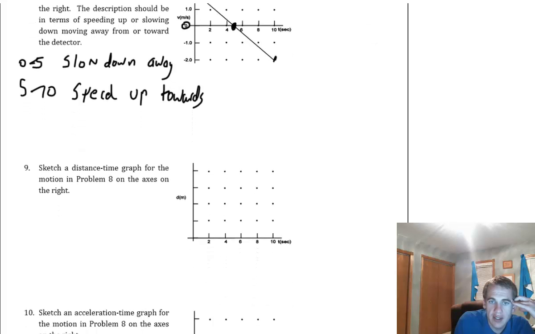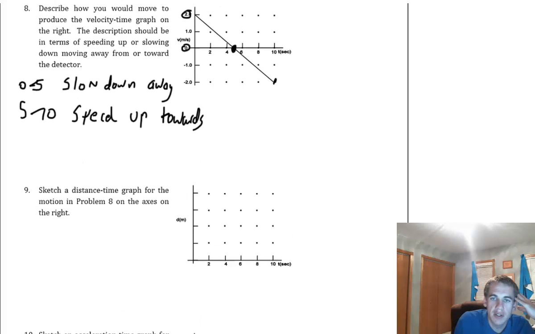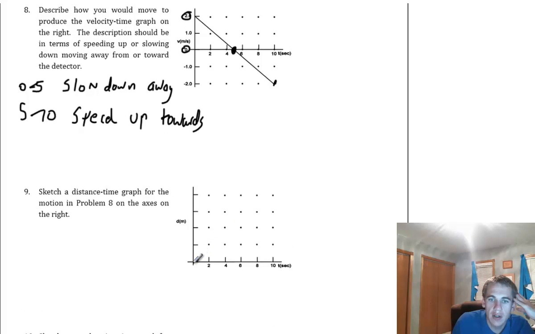9, sketch a distance time graph. It says distance means position. On the axis on the right, now you're saying, but I need to know a starting point. Well, we'll assume it started at 0. So right down here is our starting point. 5 seconds later, we need to know how far it's gone. Well, 2 times 5 is 10, right? I'm finding area, 1/2 base times height. So 2 times 5 is 10, times a half is 5. So it needs to have gone 5 and 5.